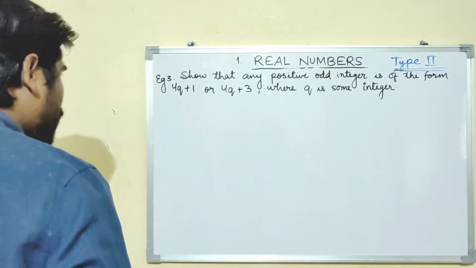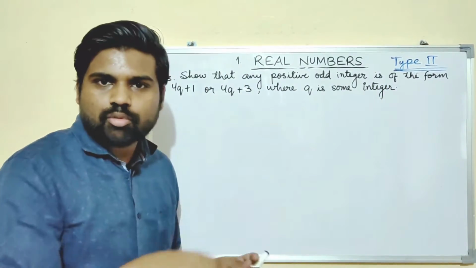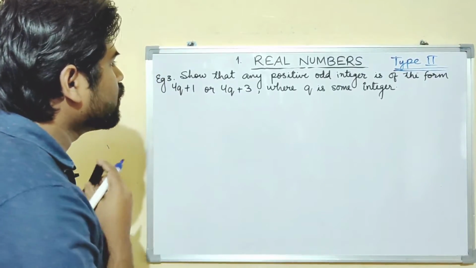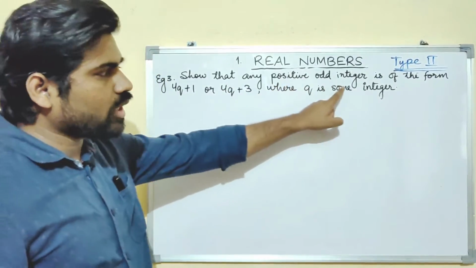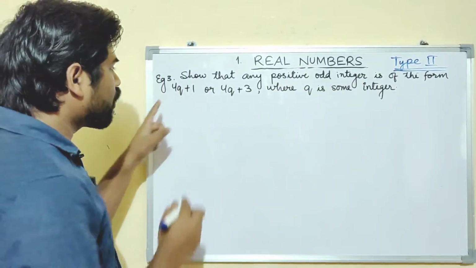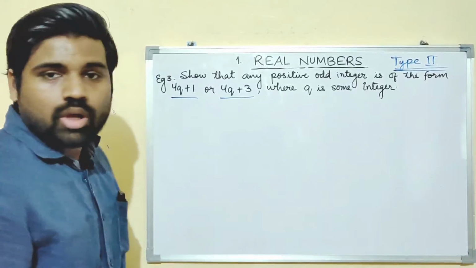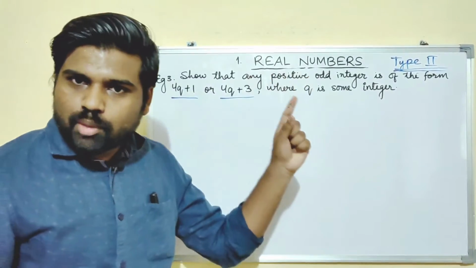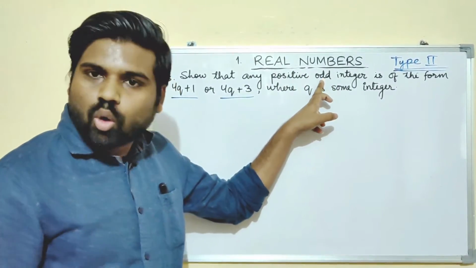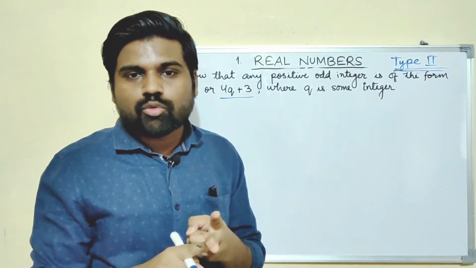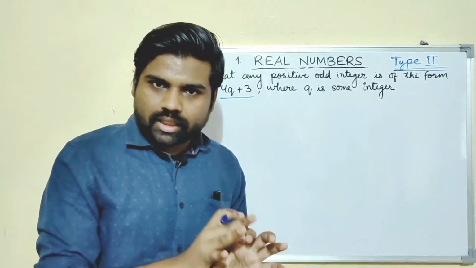This is your example 3 in your book, and this is a similar type of question to the one we have done in example 2. Now it says show that any positive odd integer is of the form 4q plus 1 or 4q plus 3. Here in the question only one type of integer is asked. What is that? Odd integer. In the previous question it was asked odd as well as even. So we assumed a to be an integer.